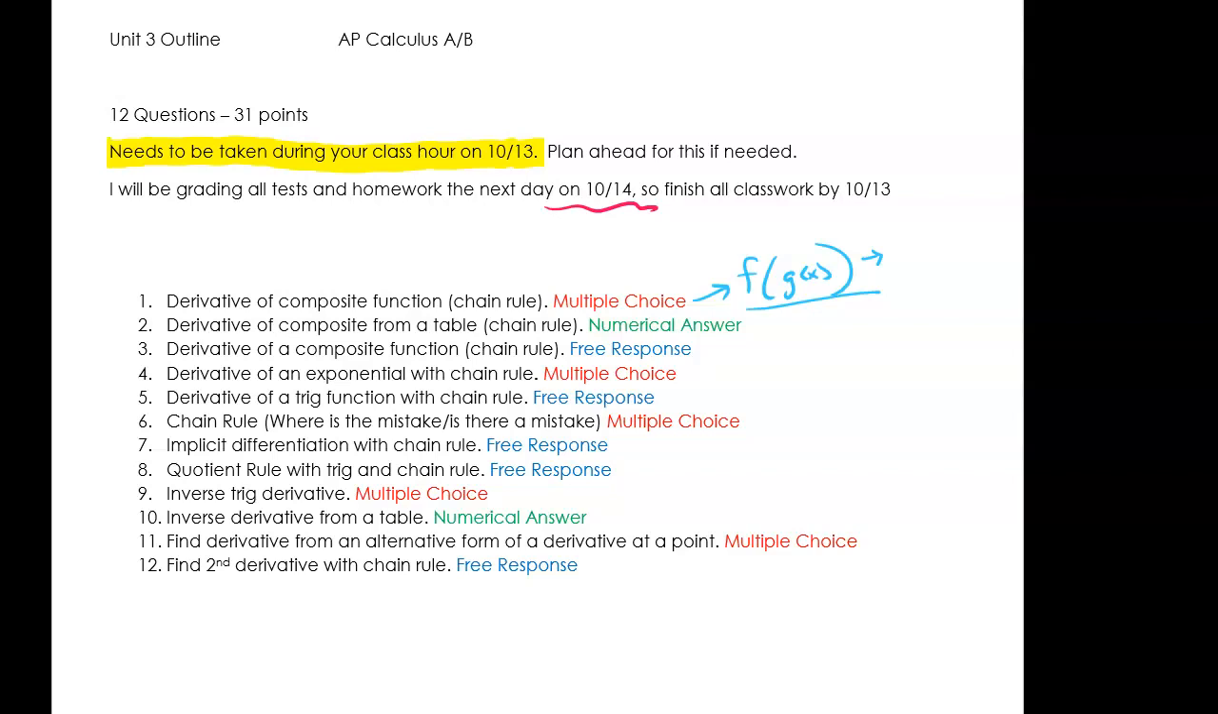So if this is a composite function, the derivative of a composite function is going to be f prime of g of x times g prime of x. This is what the chain rule is. The chain rule says that you do the derivative of the main function, and then you do the derivative of the one that was inserted.